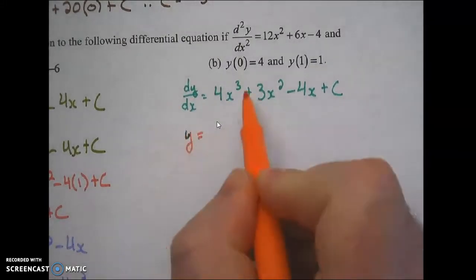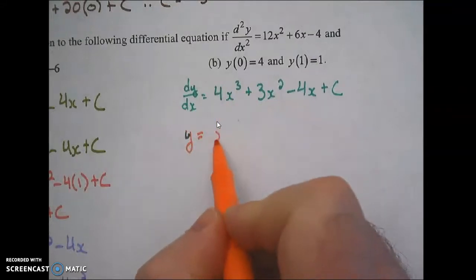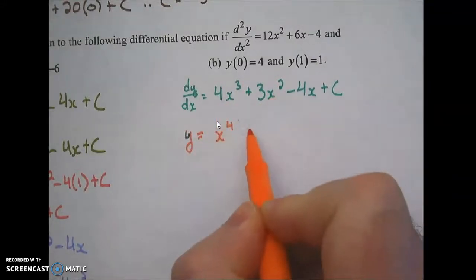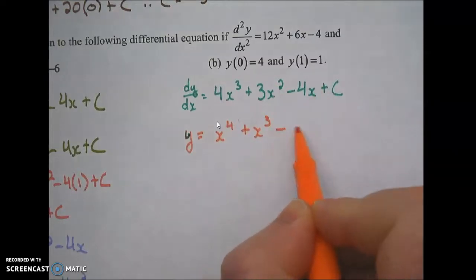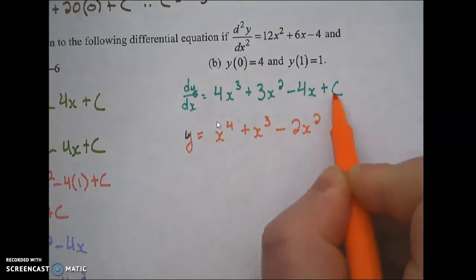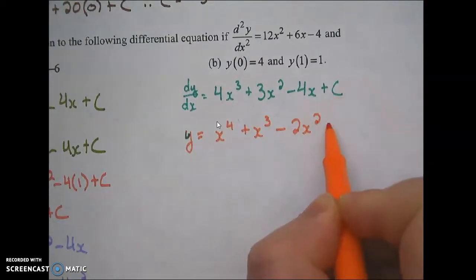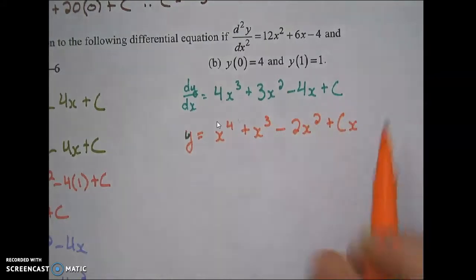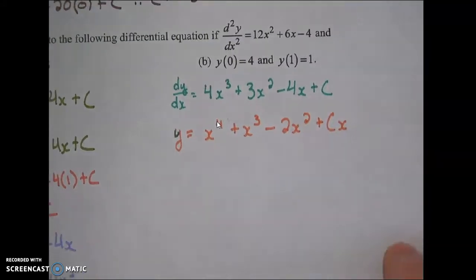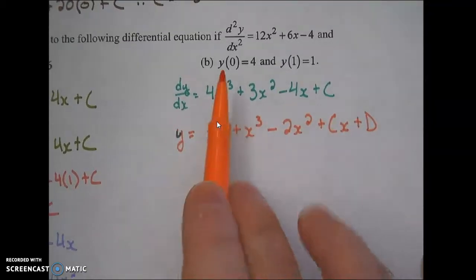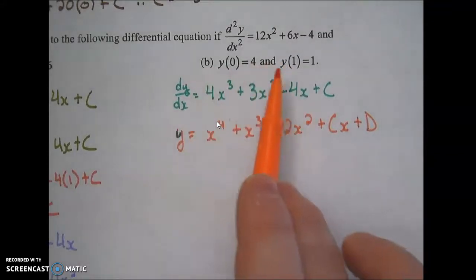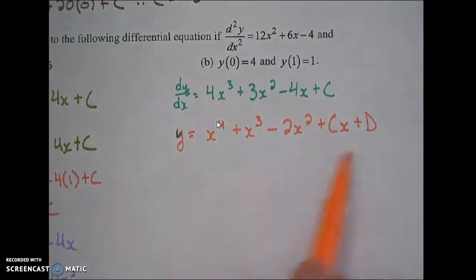Y equals, add 1, divide, that's x to the 4th. Add 1, divide, that's x cubed. Add 1, divide, that's 2x squared. X to the 0th, add 1, divide, I would get cx. And then again, we need to have a constant. Now we can't call this constant c as well, so we're going to just call it capital D. Okay, now we're going to use both of these hints to figure out what c and d are. So I'm going to start off by doing a little plugging and chugging.